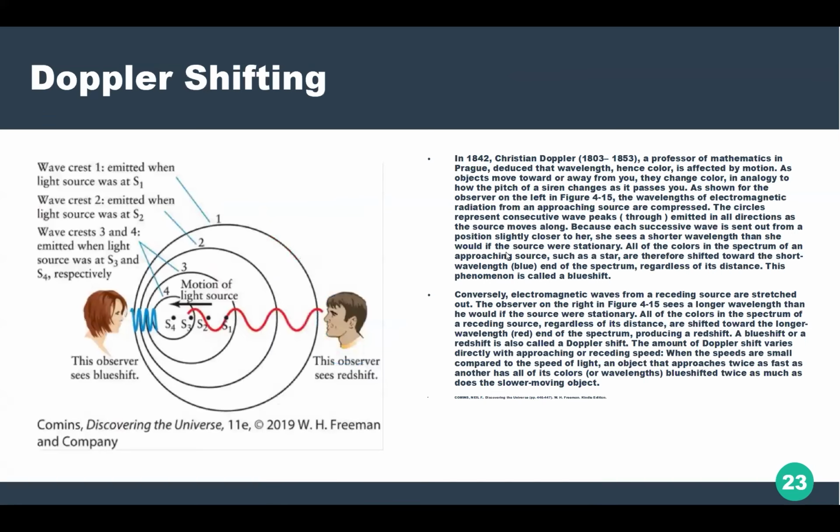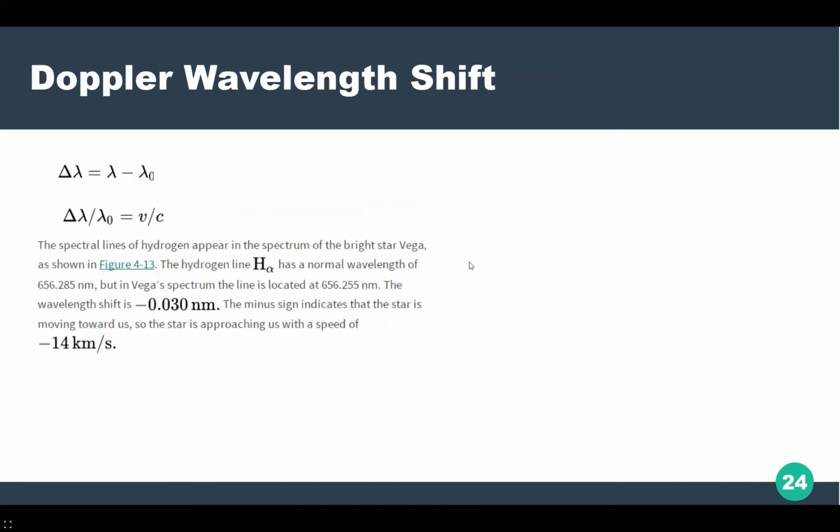The amount of Doppler shift varies directly with approaching or receding speed. When the speeds are small compared to the speed of light, an object that approaches twice as fast as another has all of its colors or wavelengths blue shifted twice as much as the slower moving object. How much the wavelength changes, lambda minus lambda initial, or delta lambda, over lambda initial, the wavelength initially emitted from the moving object, is equal to v over c.